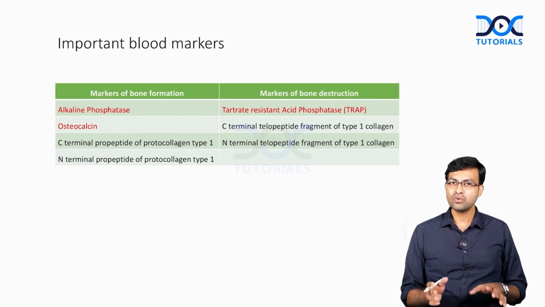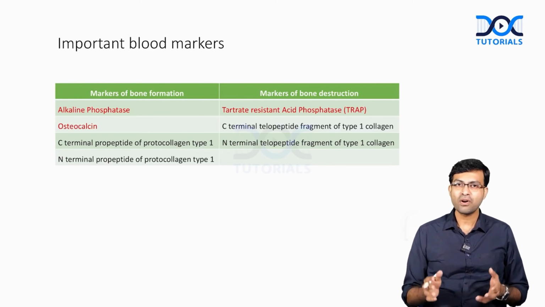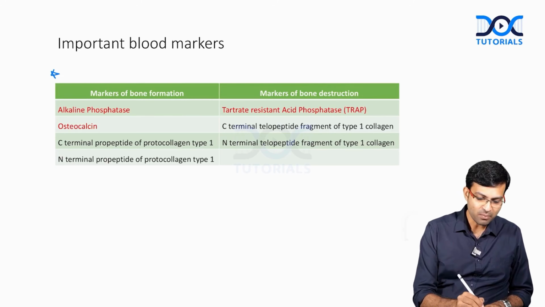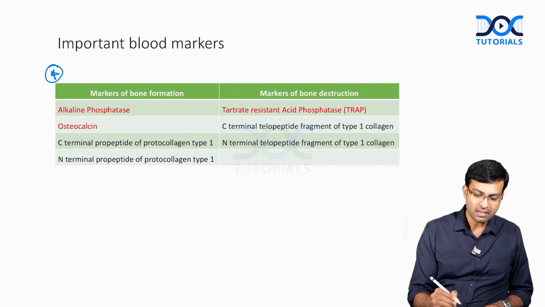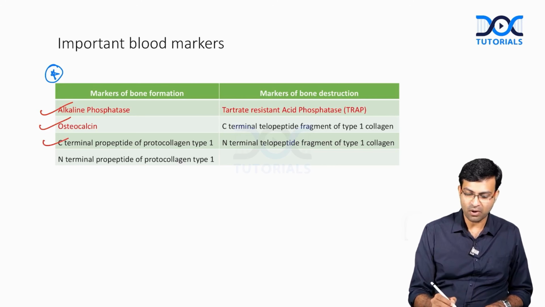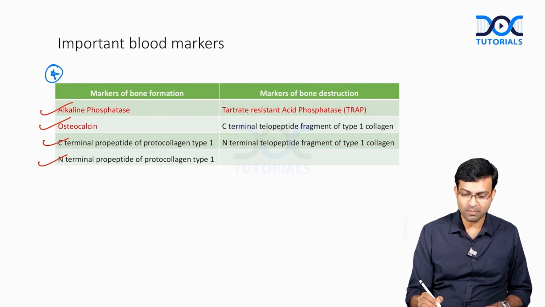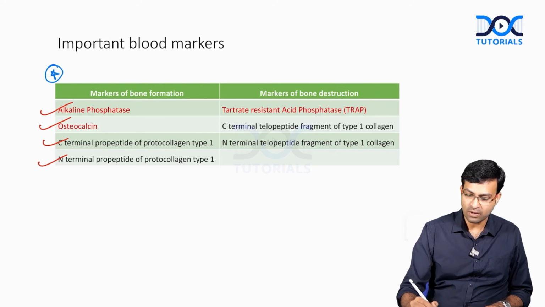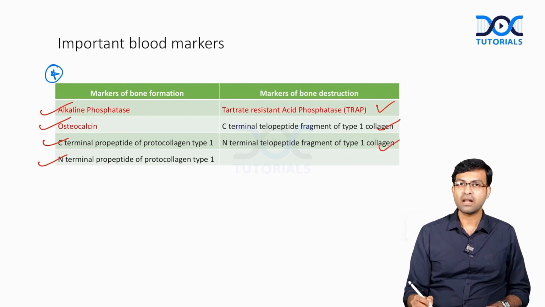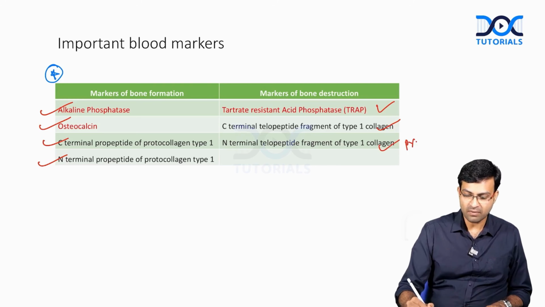So in addition to these two molecules, there are a set of molecules that we can use as markers. This is a table that is very important for your exam. The markers of bone formation include alkaline phosphatase, osteocalcin, C-terminal propeptide of protocollagen type 1 and N-terminal propeptide of protocollagen type 1. And markers of bone destruction include TRAP, C-terminal telopeptide fragment of type 1 collagen and N-terminal telopeptide fragment of type 1 collagen. These are all previous year questions.